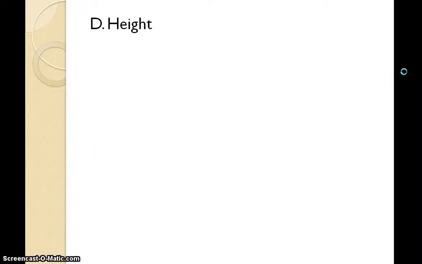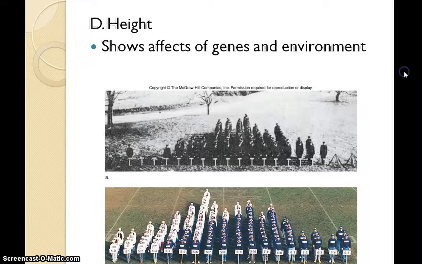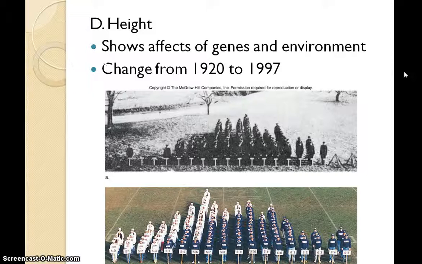Height is another example. Height is polygenic and it has an environmental component. Here are some graphs made with actual people lined up by their heights, and it shows the medium heights are the most common, and we actually get a bell-shaped curve in these graphs as well. These two pictures are kind of interesting. The top picture is from 1920 and the bottom picture is from 1997. Notice the changes in people's height.